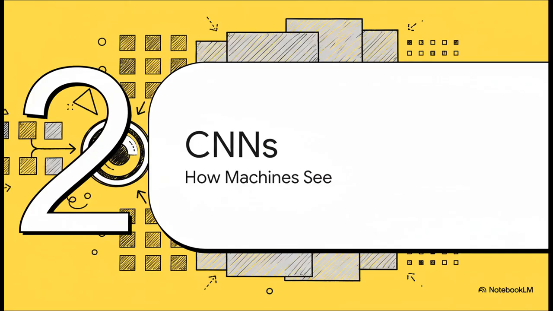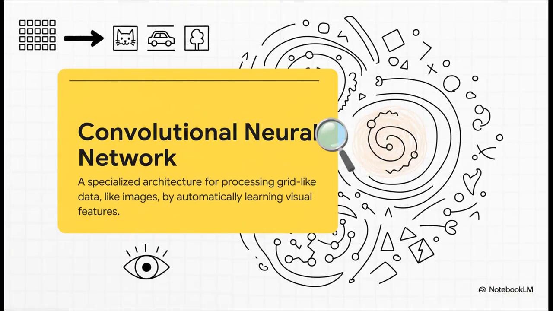Okay, so that brings us to our first major problem. How in the world do you teach a machine to see, to process visual information? And that is where our first specialized architecture comes in, the convolutional neural network, or CNN for short. A CNN is basically purpose-built for grid-like data. And what's a perfect example of that? The pixels in an image, right?